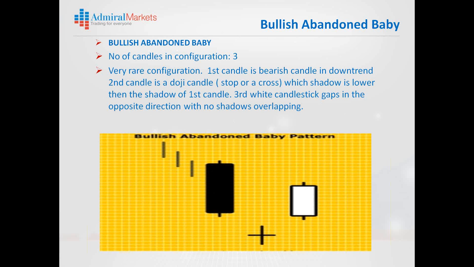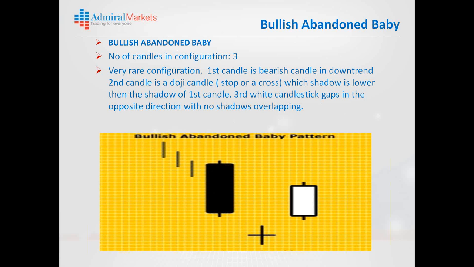The first candle is bearish, and it's spotted in a downtrend. The second candle is a doji candle. A doji candle is this stop candle, some sort of X across, and I call it a stop candle. Its shadow is lower than the shadow of the first candle. The third white candlestick gaps in the opposite direction with no shadows overlapping. So this candlestick has a gap between the doji candle and the opening price. We will see that in a practical example.